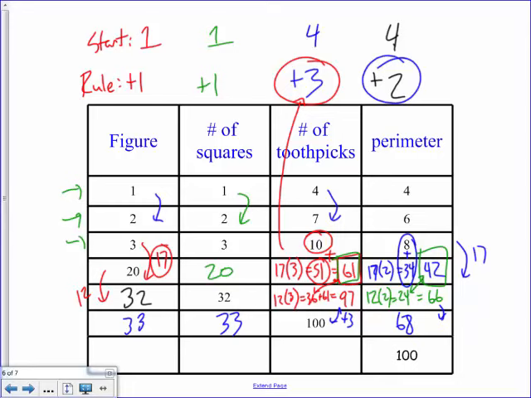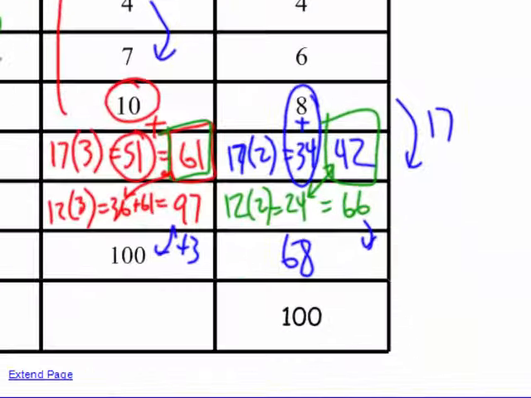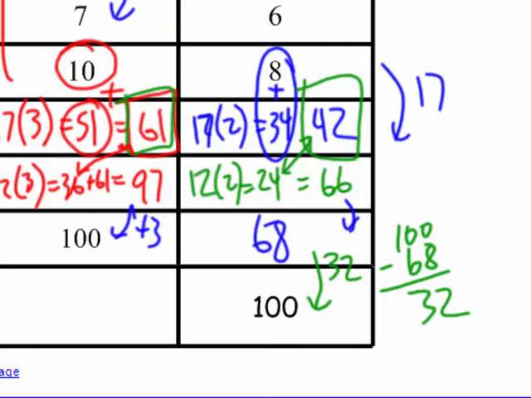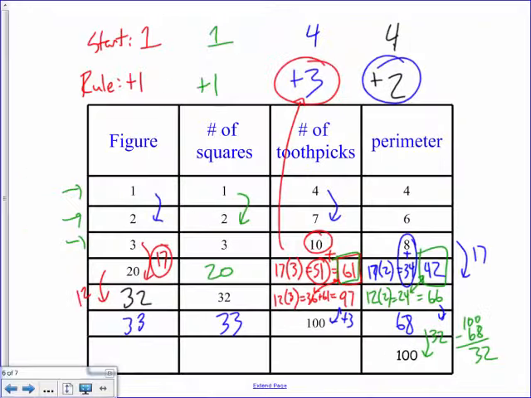And how about this last one? This one's kind of tricky. Well, let's see. It went from 68 to 100. So how much did it jump? I could subtract those two. It jumped 32 units. And how many units does it jump each time? Well, it jumps 2 units each time. So if I took 32 and divided by 2, I get 16. What do you notice about that 16? That tells me how many figures it went up.